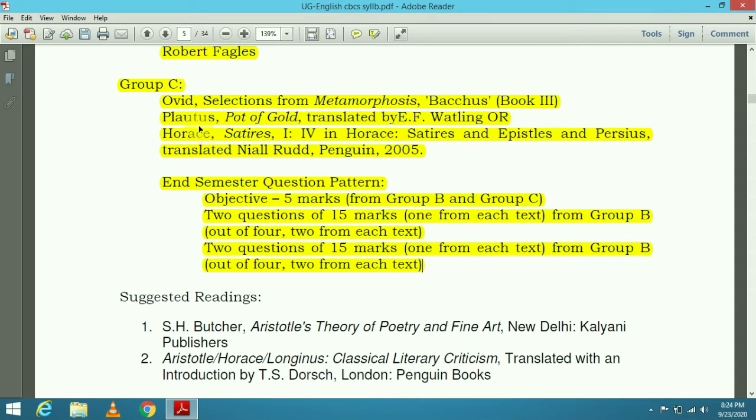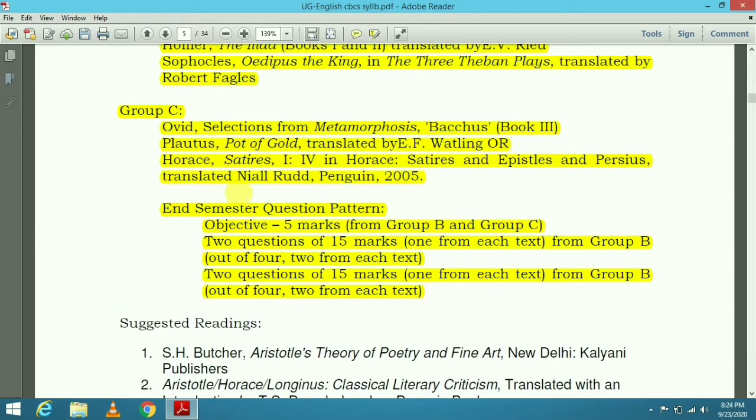And out of these two questions, you have to attend only one from here, and here you have to attend only one. That means two long questions. So this was all of your in-semester question types in the first semester examinations in the two CC courses.